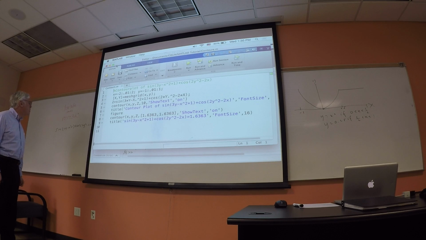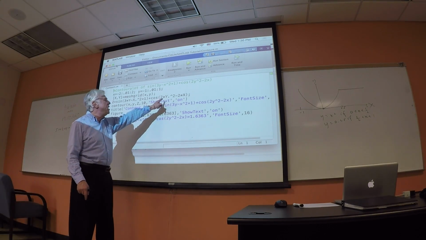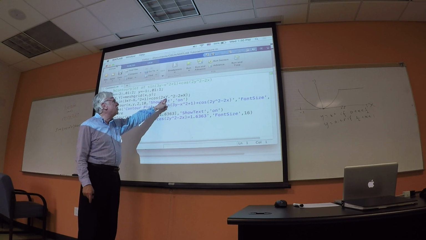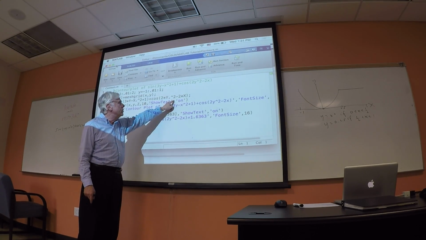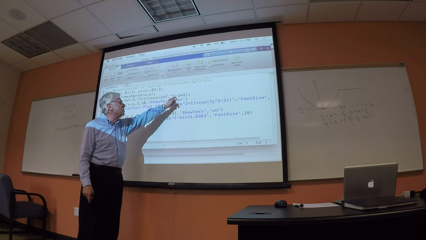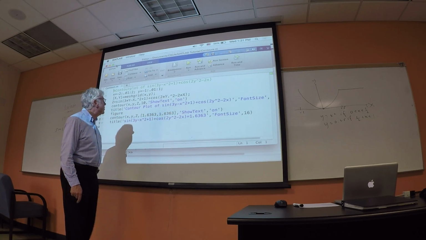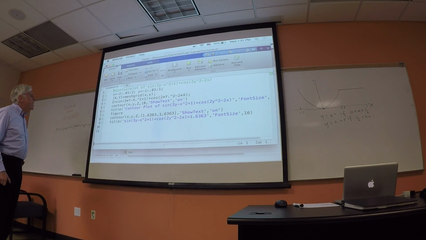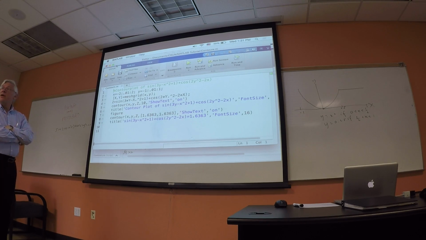And the next is the cosine of 2y squared minus 2x. Again, the y is a matrix. If I want to square every element, I've got to do y dot squared. But the x is fine because it's just a multiplication by a scalar. Now, here comes this new command called contour that's built into MATLAB. You can look at the documentation. The first 2 arguments tell me the x and y range.